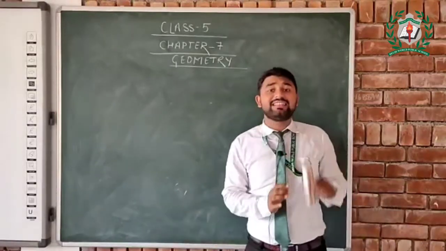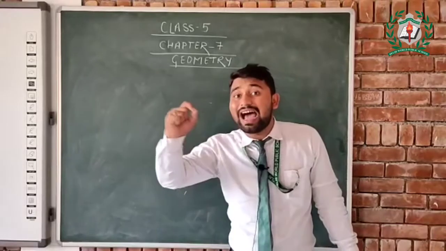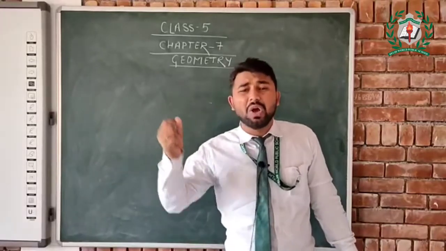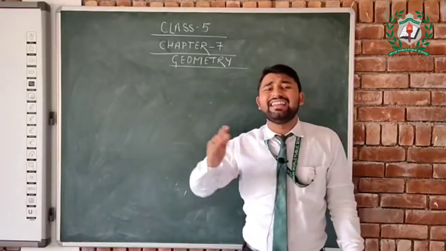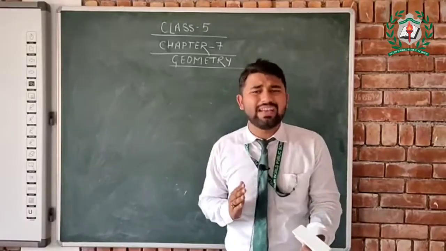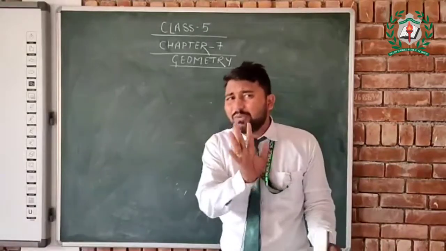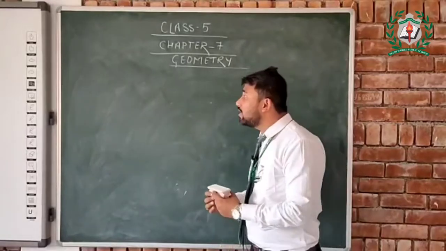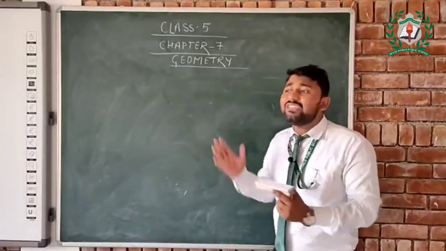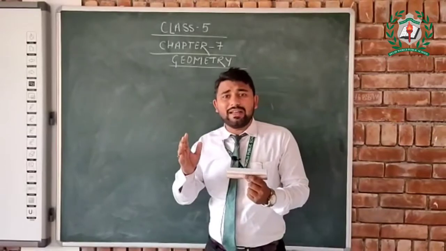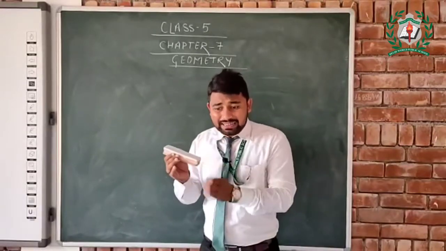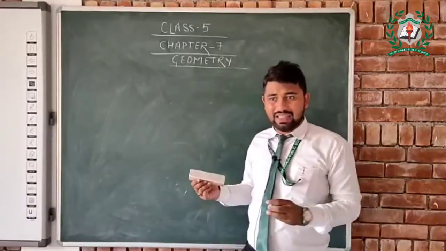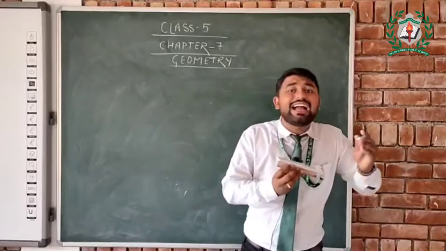In the previous lecture, we discussed line segments, rays, angles, the interior of an angle, and the exterior of an angle. We had discussed all of that. That was the basics of geometry. Today, let's learn about the properties of angles, the different kinds of angles.